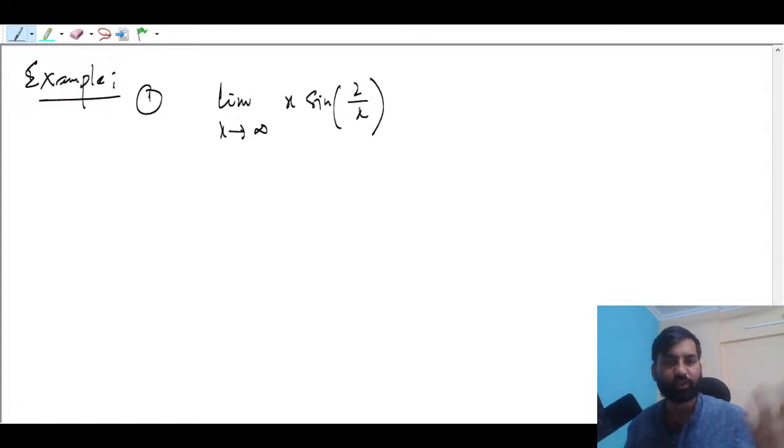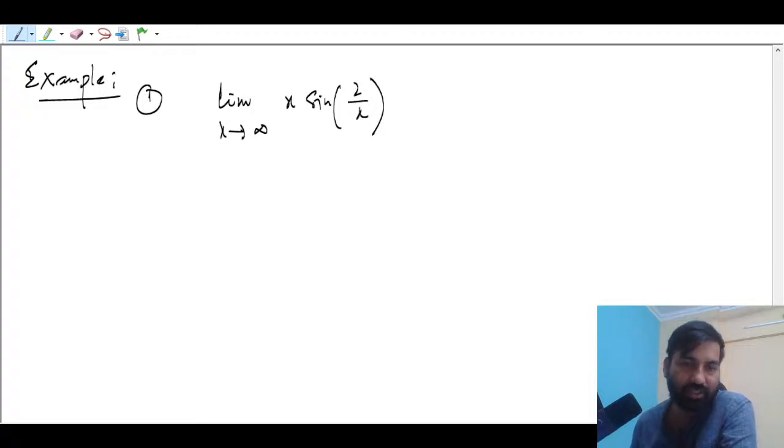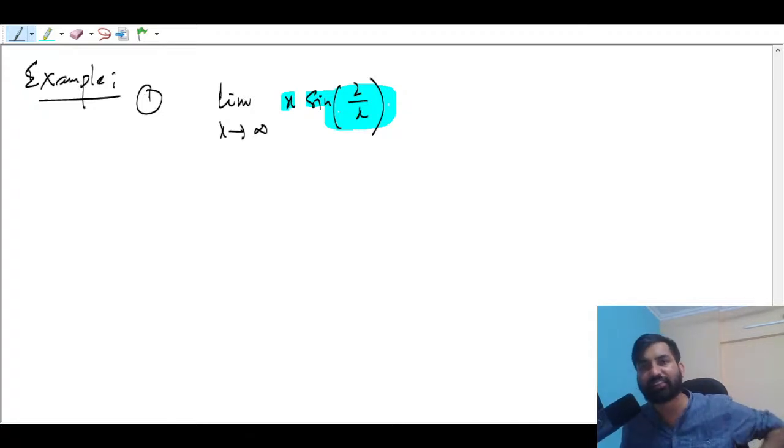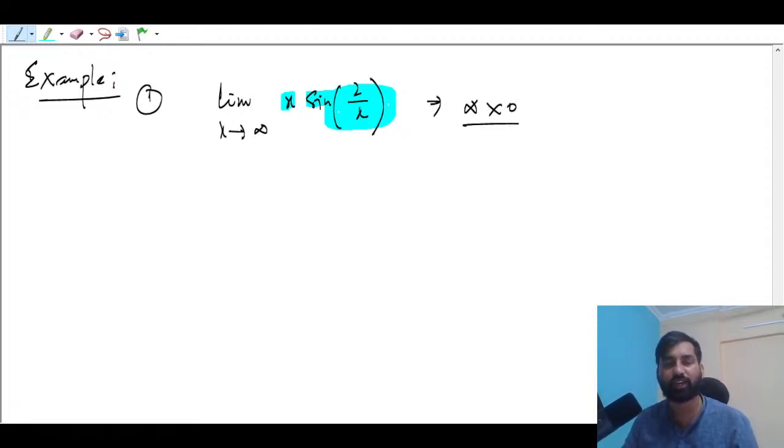Now how to solve this question? That is a very important concept. You see here, x tending to infinity means there are two functions. One function is x and one function is sine 2 by x. As x tends to infinity, it is an infinity times 0 form, because 2 by infinity is 0, sine 0 is 0. So 0 into infinity form. Now you have to convert this into infinity by infinity form or 0 by 0 form.